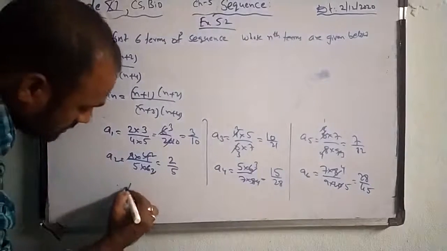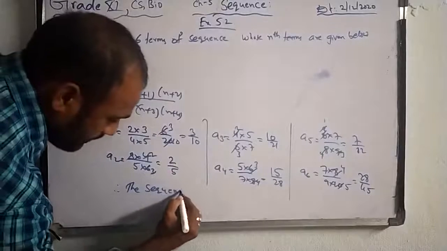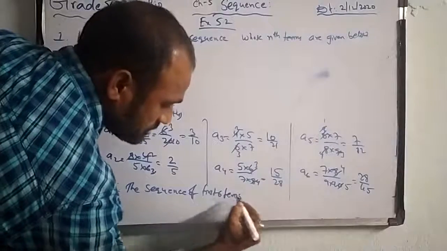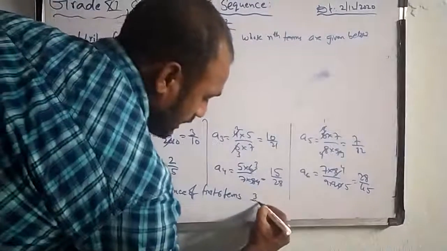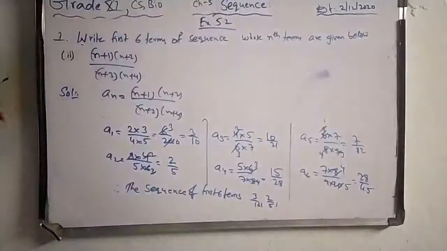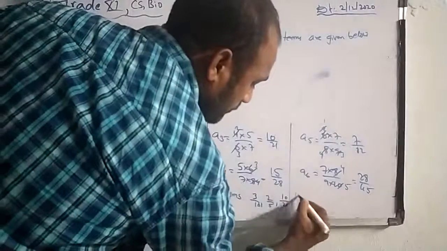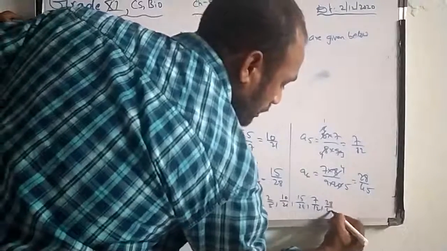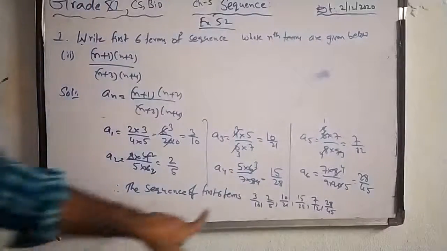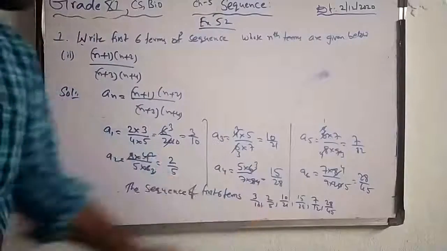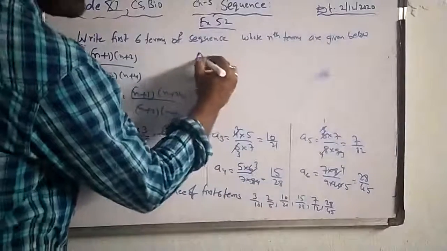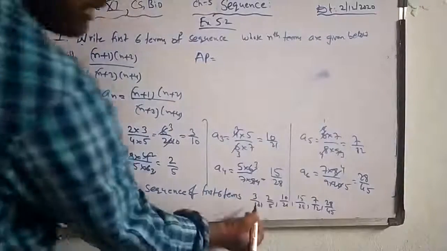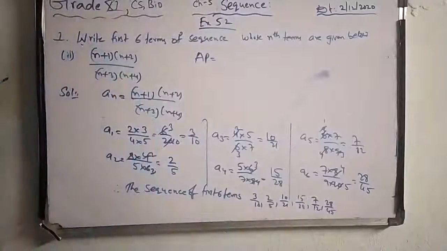So let me write the sequence of first 6 terms. First 6 terms are 3 by 10, 2 by 5, 10 by 21, 15 by 28, 7 by 12, 28 by 45. If you observe, this is not in AP. To observe whether it is in arithmetic progression or not, let us check the common difference. The common difference is not at all the same. Why? Because we can clearly say by seeing that the denominators are not equal.